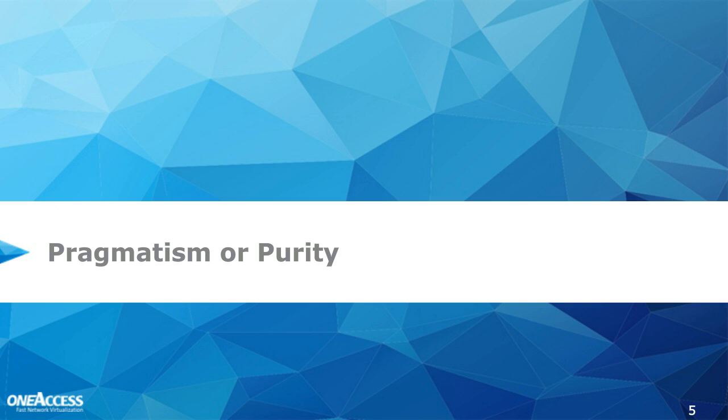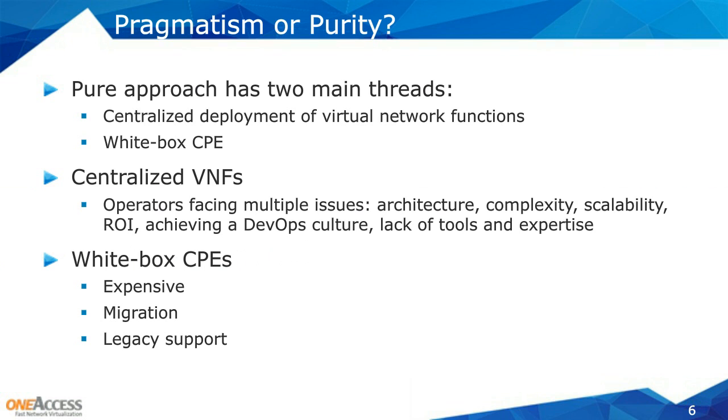So, pragmatism or purity. I think there are really two streams that one can look at when thinking about this topic. The first is the centralized deployment of virtualized network functions in a data center, or usually in a distributed data center, super POPs if you like, around the edge of the operator's networks. And that's certainly been studied actively by many operators around the world.